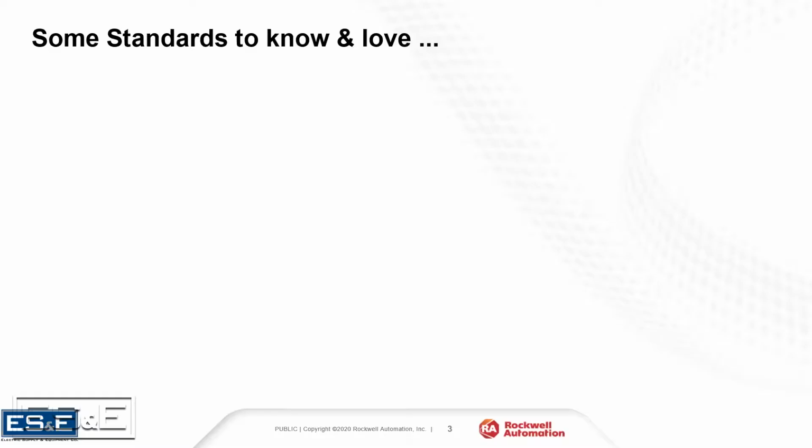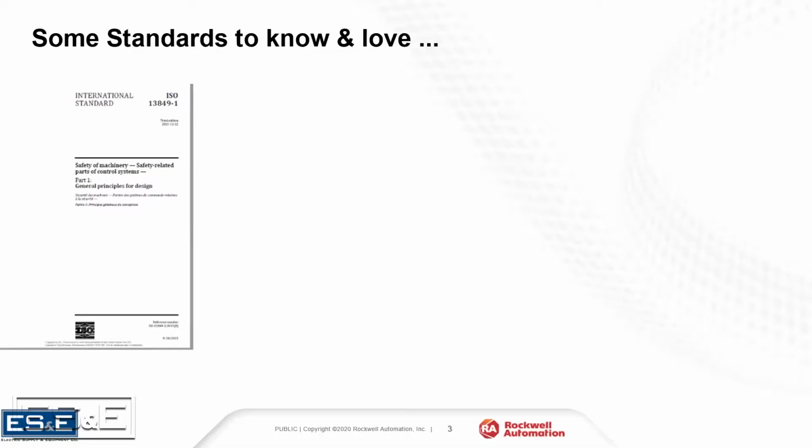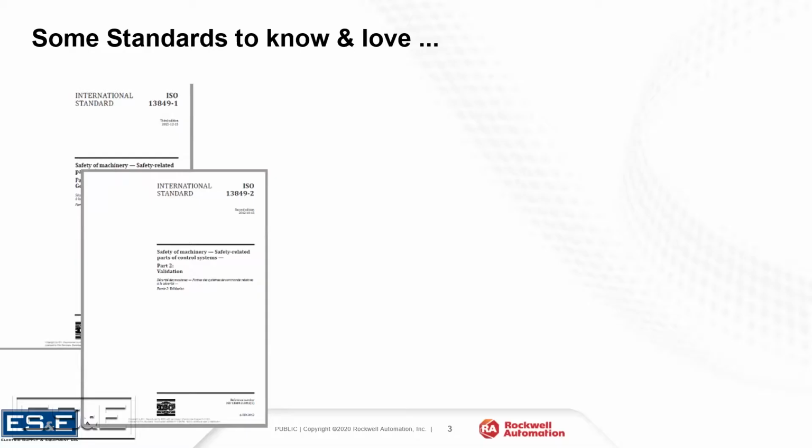Just for context, I want to do a quick survey of the various standards that all of this pulls from. The first predominant standard is the 13849 part one, which is where categories and performance levels are defined and explained for applications. And then its sister, part two, is the validation of systems that are designed around safety. So this is where we do things that electrical people sometimes cringe at: pull a wire off while the system is running and observe the actions, or short circuit two wires of, say, a light curtain output together and be sure that the system performs as we expect. So that's the validation phase around performance levels.